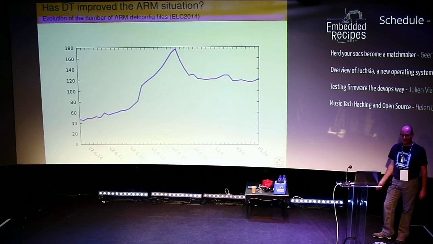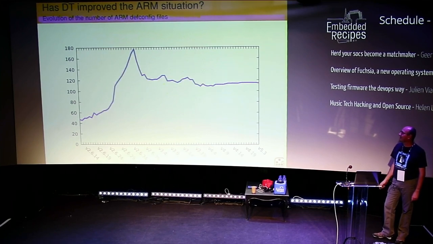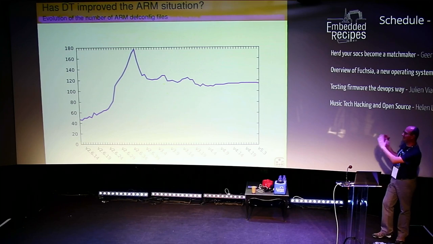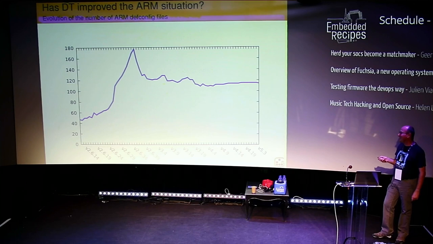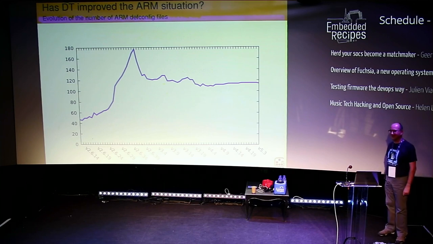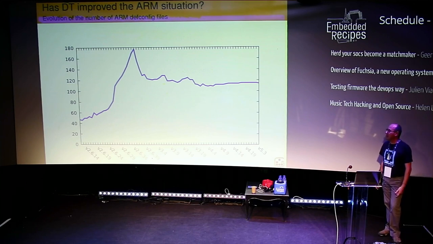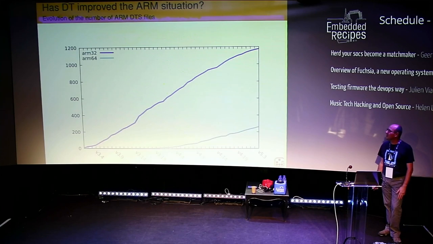So now I was wondering what has happened since then. It's a very interesting graph. It just shifts to the left, and the number of defconfig files seems to be really stable since version 3.14. So at least from that point of view, that Linus rant has definitely helped. What other impacts had it?